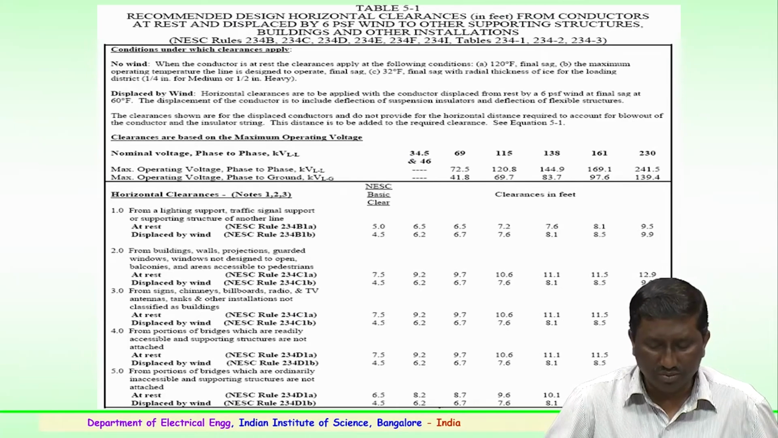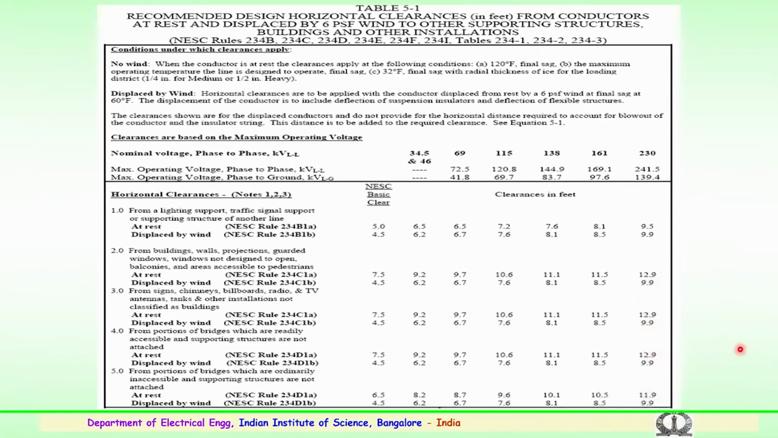So, what are the minimum clearances? This again gives the entire data for the various voltage levels, recommended design horizontal clearances from the conductors. The minimum clearances from the conductors at rest and displaced, with reference to 6 pound per square feet wind pressure, to other supporting structures, buildings and other installations. These are again as per national electrical standards and code which are to be followed.